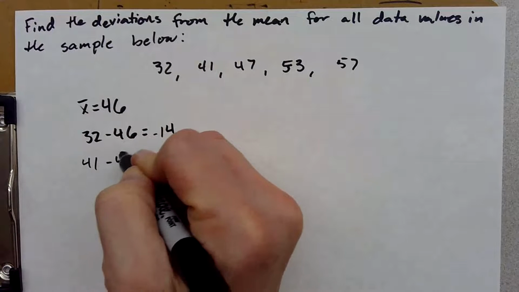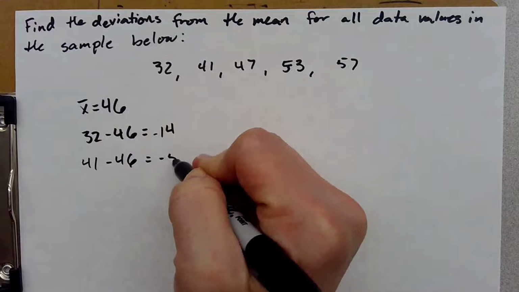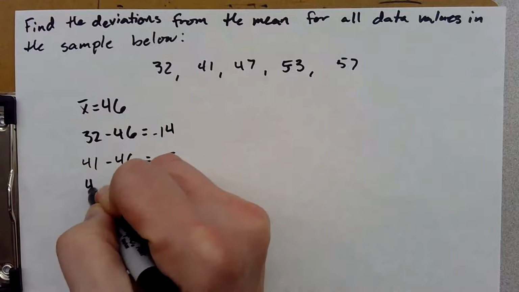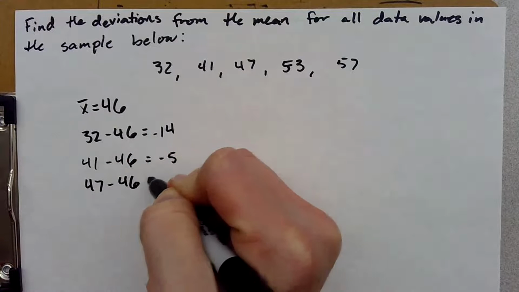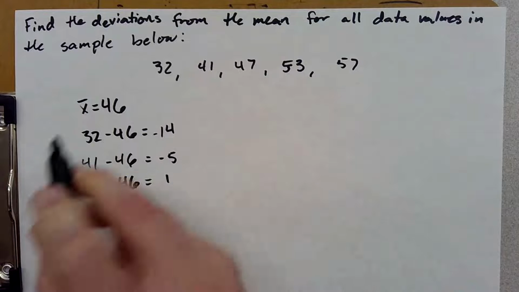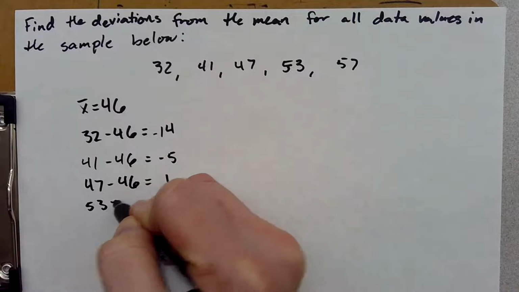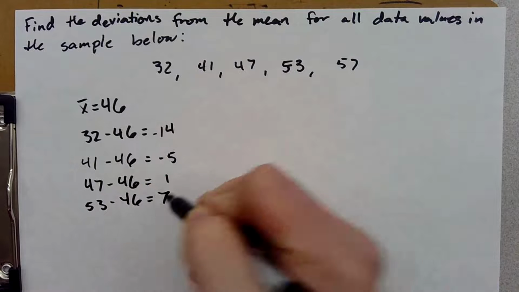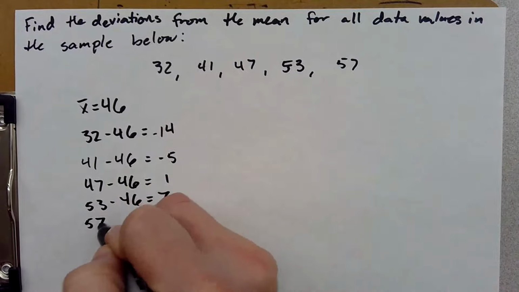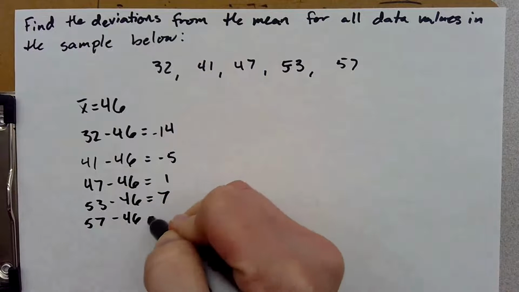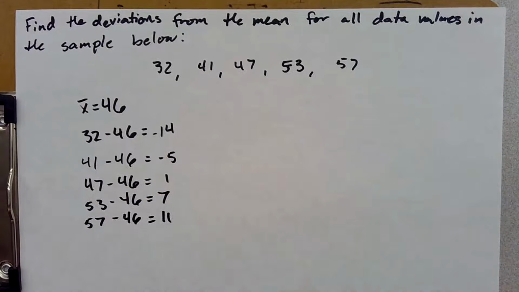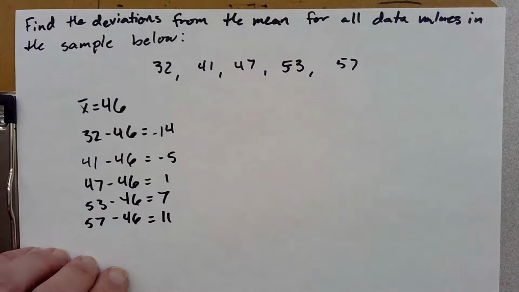41 minus 46 is negative 5. 47 minus 46 is 1. 53 minus 46 is 7, and 57 minus 46 is 11. There are our deviations from the mean.